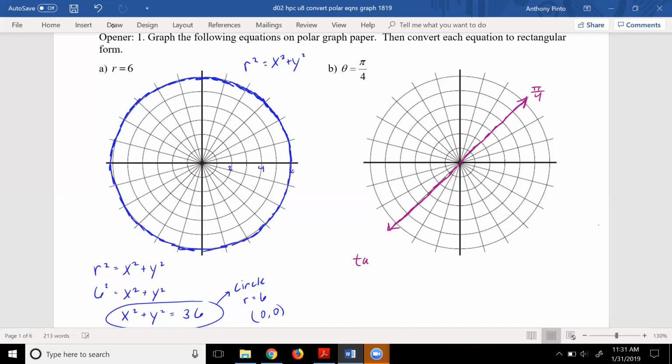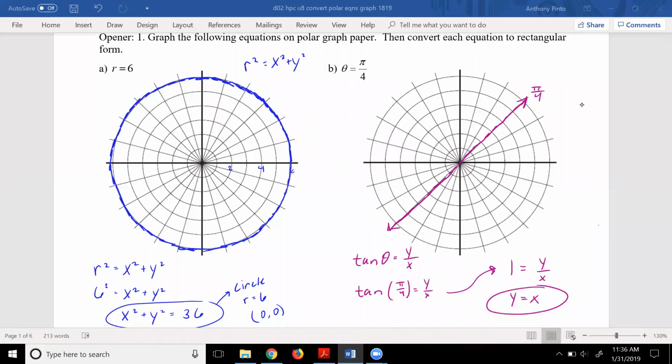A reminder from yesterday, tangent of theta is equal to y over x. In this case, tangent of pi over 4 equals y over x. Well, tangent of pi over 4 is just 1. So we get 1 equals y over x. When we solve for y, we get y equal to x. And that is the equation of that line. This is a line with a slope of 1 that goes through the origin.